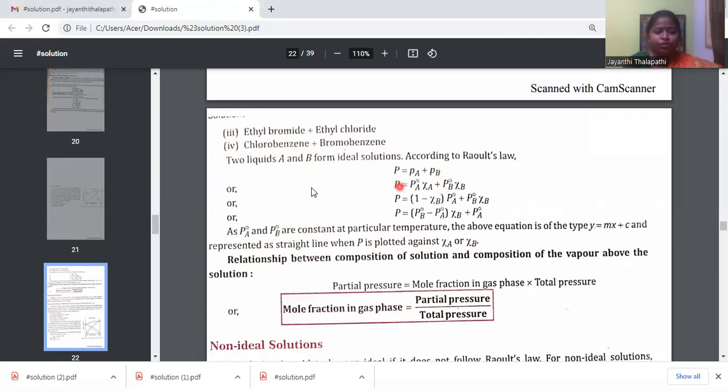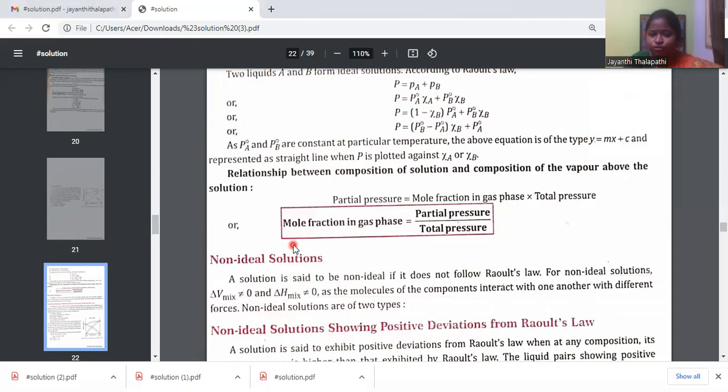Okay. So what is the relationship between the composition of the solution and the composition of the vapor above the solution? The partial pressure is equal to the mole fraction in the gas phase, which means in the vapor phase, times the total pressure of both the solutions. Or you can write the mole fraction in the gas phase is equal to the partial pressure divided by the total pressure of both the solutions, right?